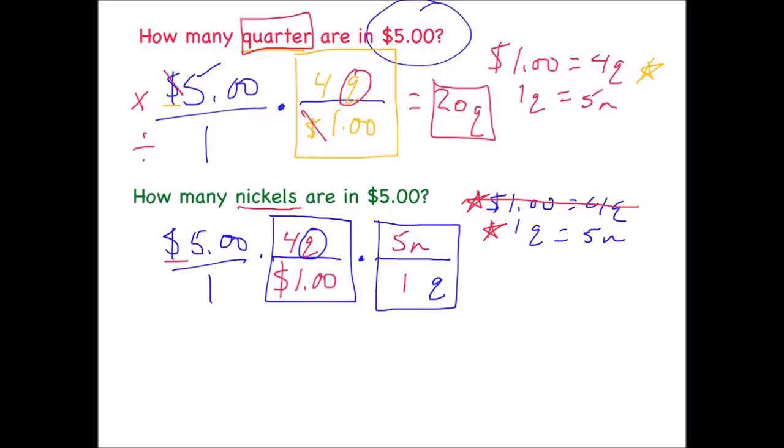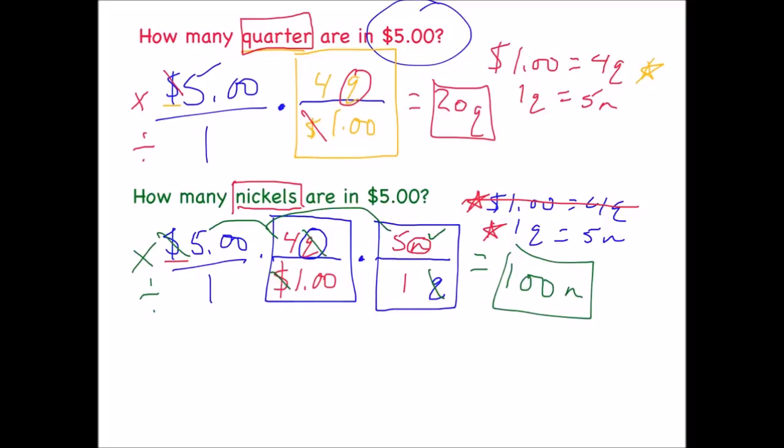Now I'm in units of nickels, which is what I wanted to be in. So I'm done with the problem. You can see that dollars cancels dollars, quarters cancels quarters, and we'll be left in units of nickels. So we're ready to do the math. Multiply across the top, divide across the bottom. 5 times 4 is 20, and 20 times 5 is 100. So we're left with 100 nickels as our answer.